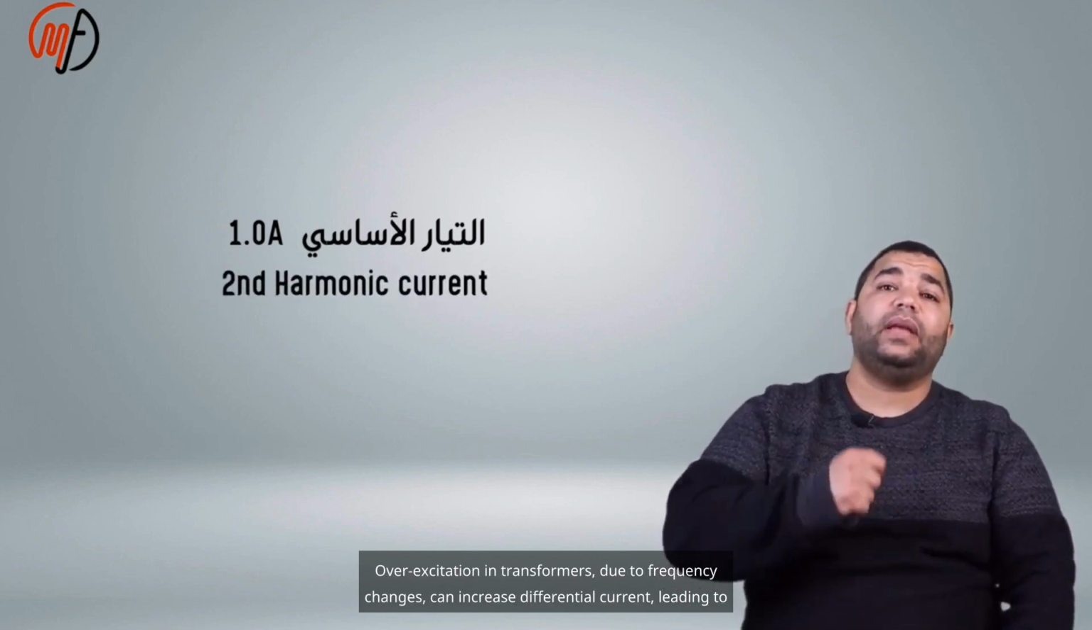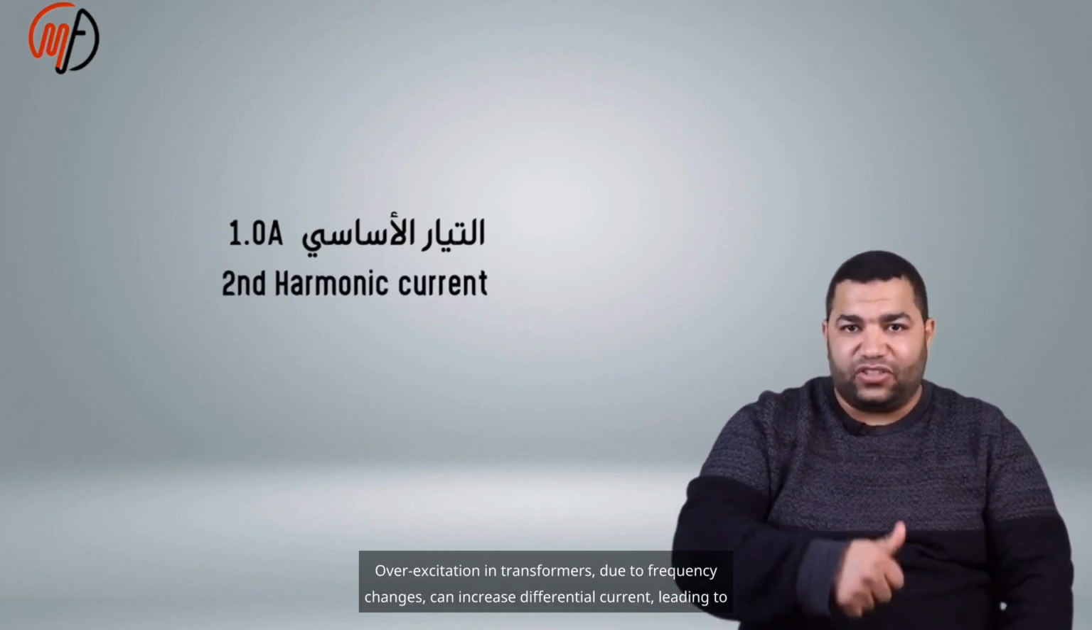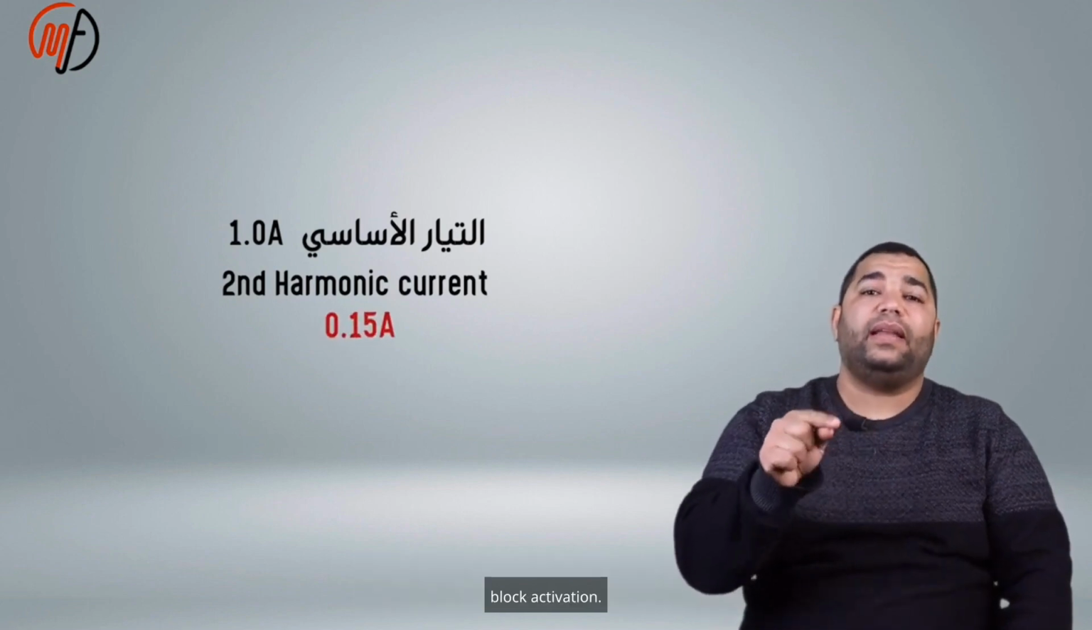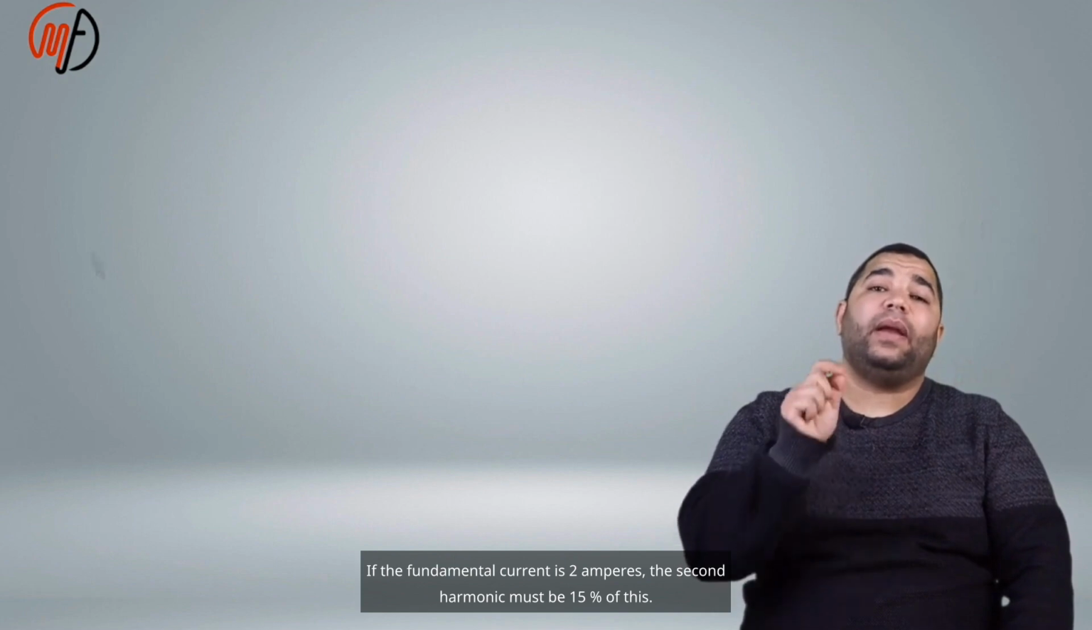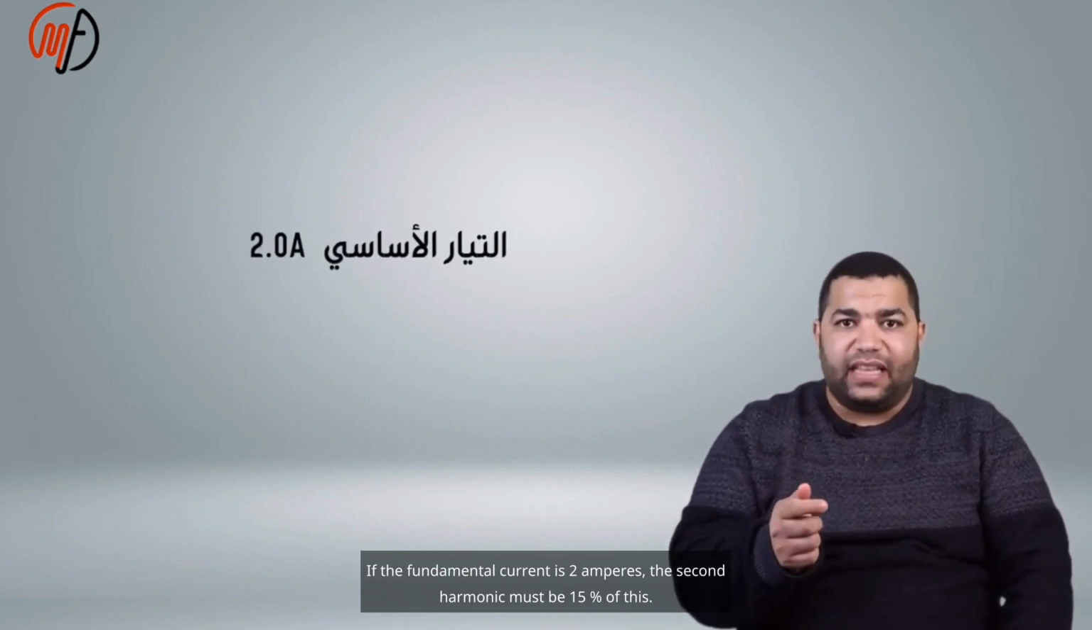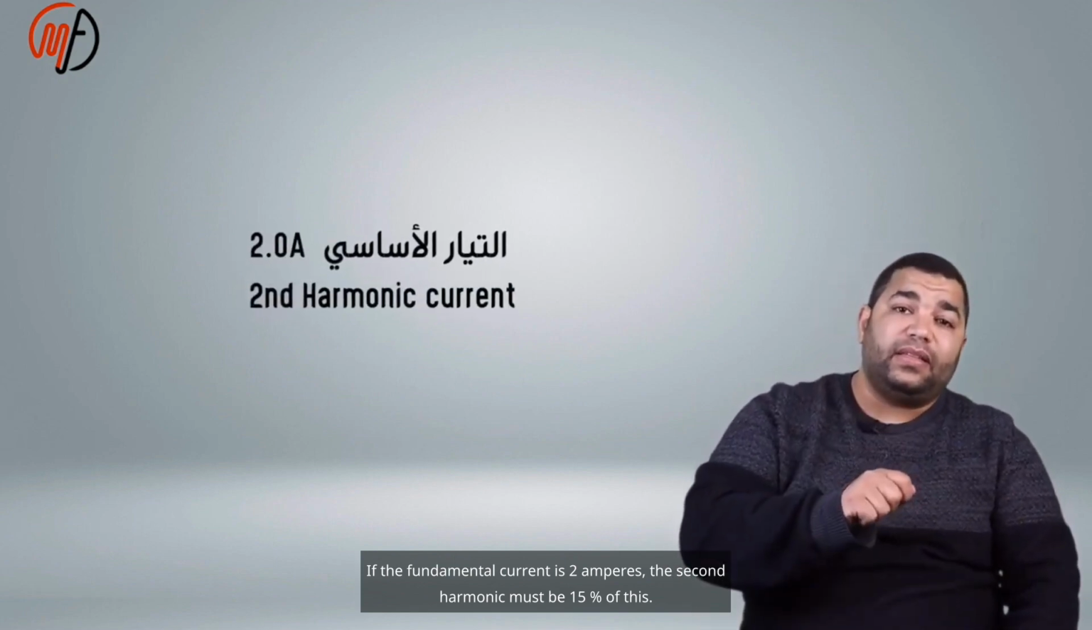Overexcitation in transformers due to frequency changes can increase differential current, leading to block activation, so the relay issues the block. If the fundamental current is 2 amperes, the second harmonic must be 15% of this.